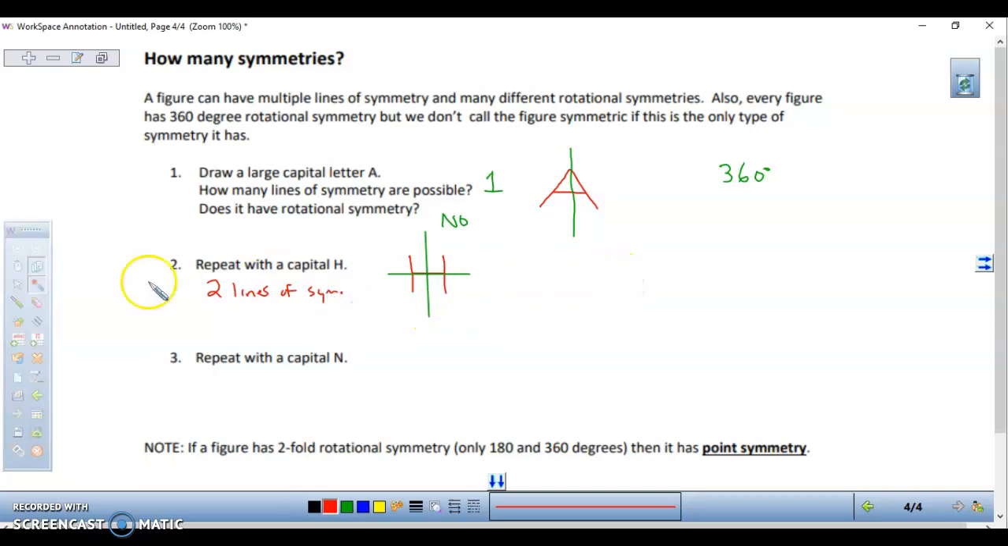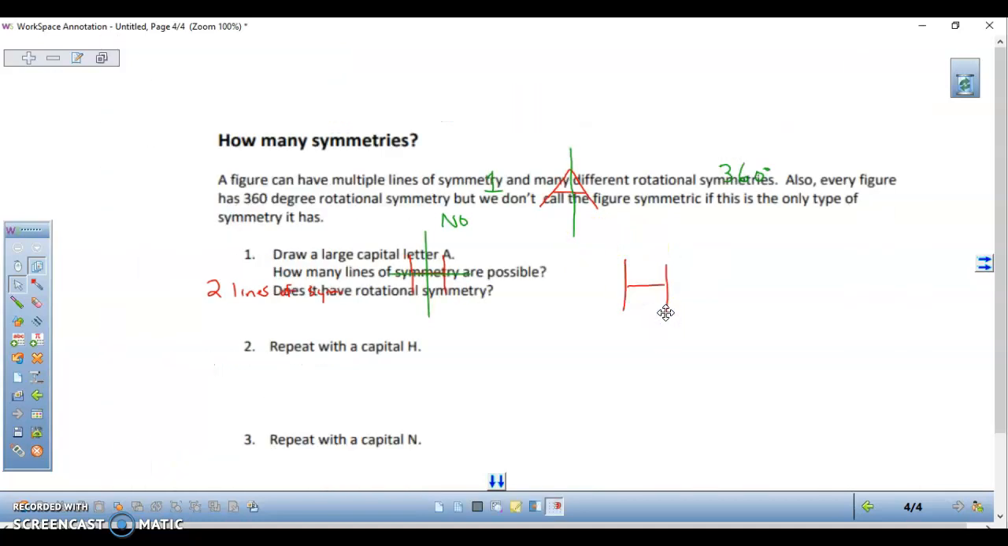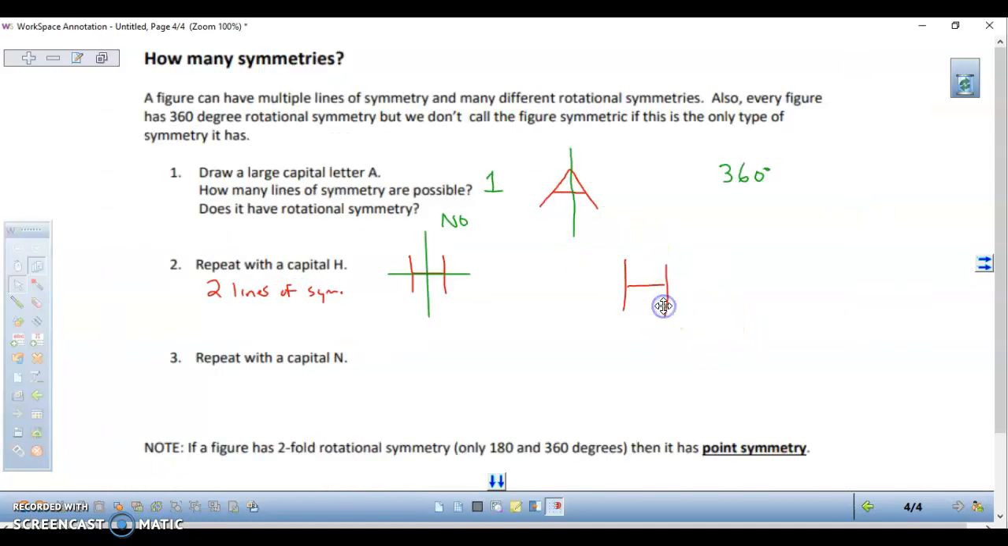Now what about rotational symmetry? Well, if you think about that letter H, if I were to rotate it, I'm going to run out of time, but I wonder if I can do this. It's not letting me grab it. But you're just going to have to visualize this. If I flip this H and rotate it 180 degrees, it would land upside down. So it would have rotational symmetry of 180 degrees.